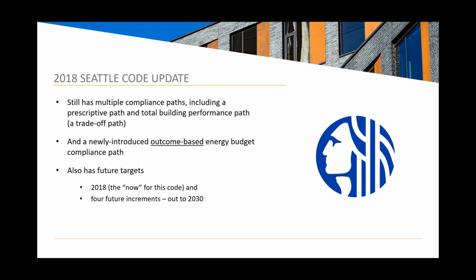So now we'll look at what Seattle has done, and Seattle's done some admirable things as well. Seattle's current building code, the 2018 version of the Seattle Energy Code, still has multiple compliance paths. It's not totally gone to the one single path, the way I described the BC Energy Step Code. It includes a prescriptive path as an option, and it includes a total building performance path as an option, which is essentially a trade-off path.